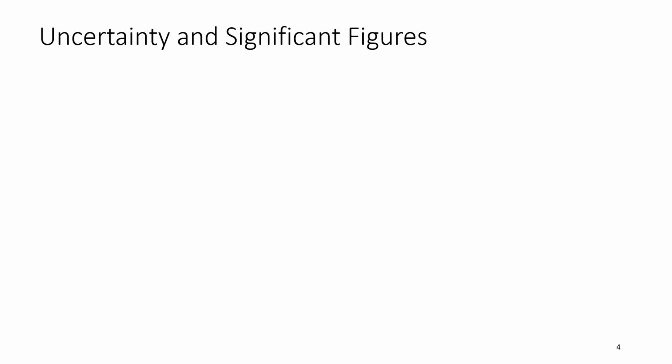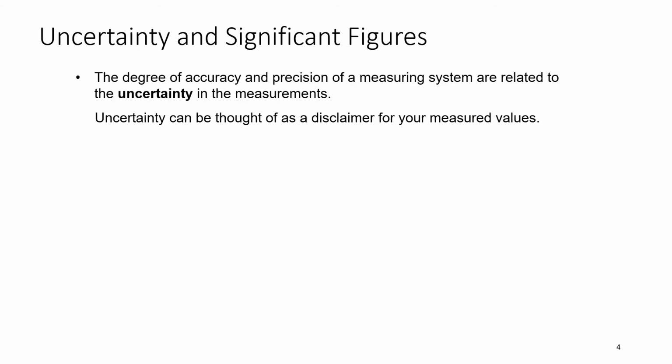The degree of accuracy and precision of a measuring system are related to the uncertainty in the measurements. You may have read the definitions of uncertainty and percent uncertainty in the textbook, and I will not repeat them here. The important thing is to understand that uncertainty can be thought of as a disclaimer for your measured values.